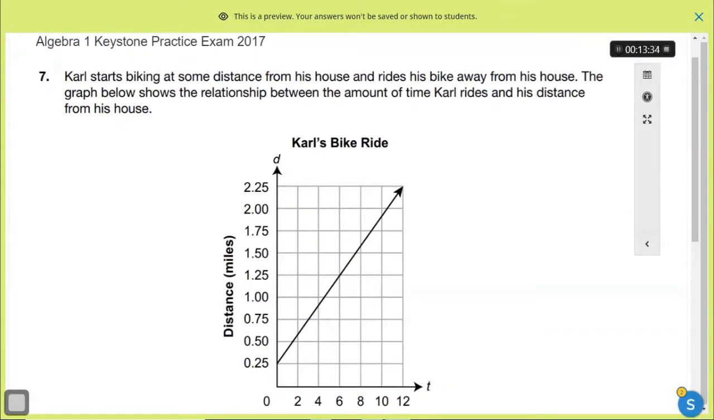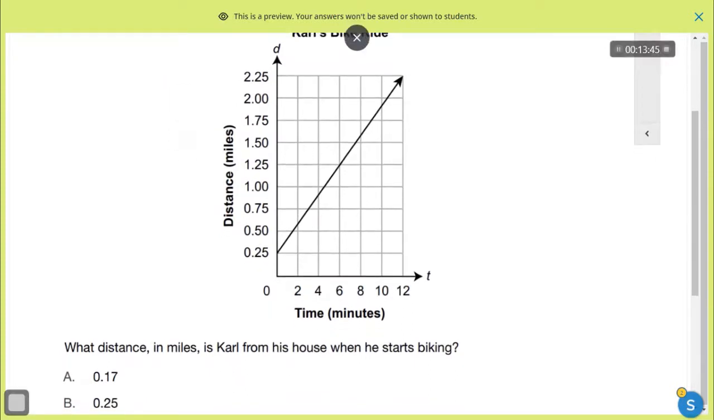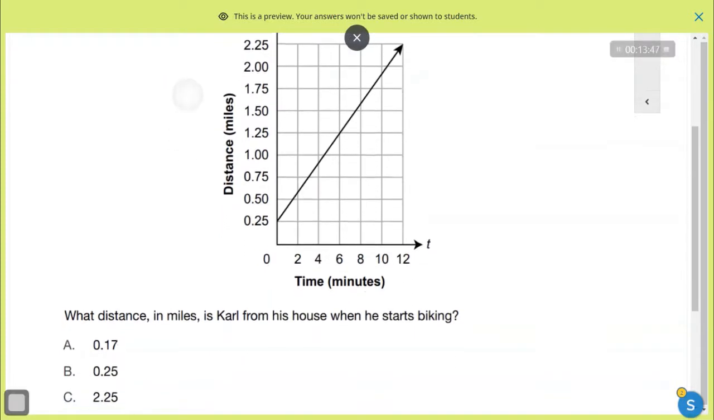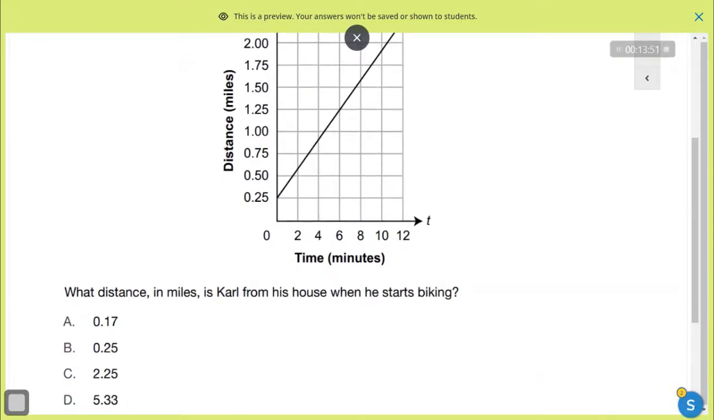Carl starts biking at some distance from his house and rides his bike away from his house. The graph below shows the relationship between the amount of time Carl rides and the distance from his house. So here's our graph below, Carl's bike ride. I'm just going to move this up a little bit more, see if I can get all 4 options. What distance in miles is Carl from his house when he starts biking?